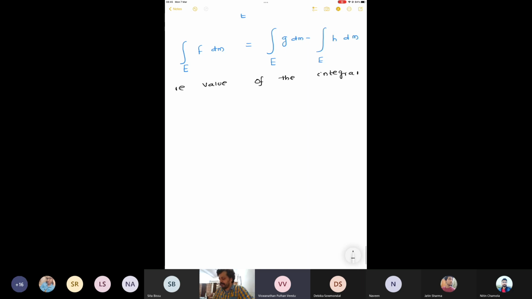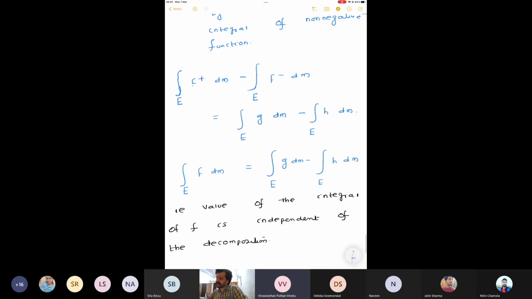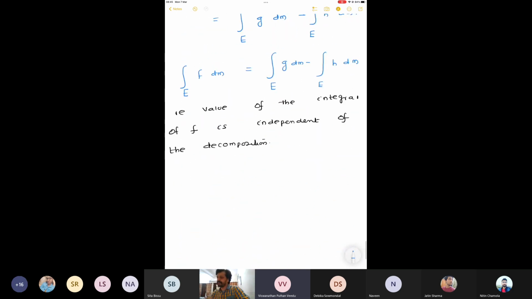The value of the integral of f is independent of the decomposition, provided it is integrable. We shall use the standard way, f plus and f minus, but if you can write f as a difference of two non-negative functions by inspection itself, then you can define the integral of f using that decomposition. You don't have to always employ f plus and f minus. So these are two remarks regarding the definition of level 3.